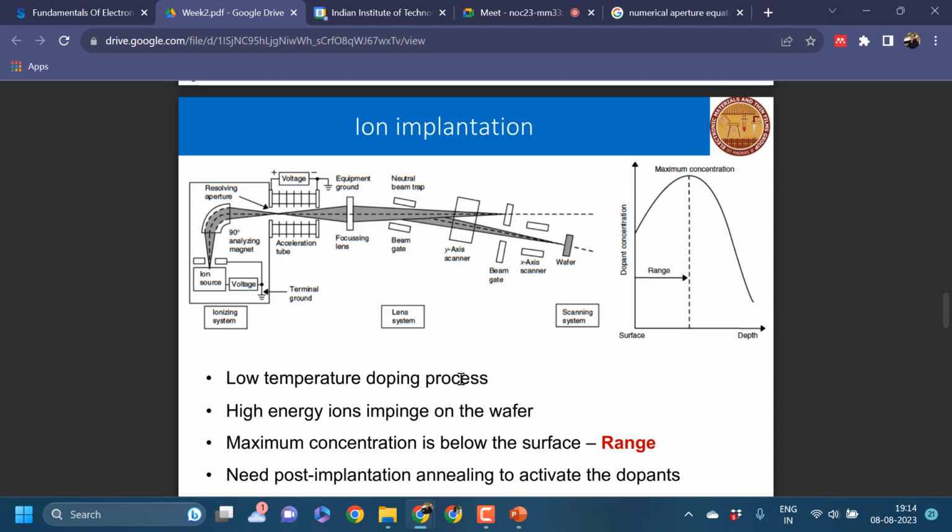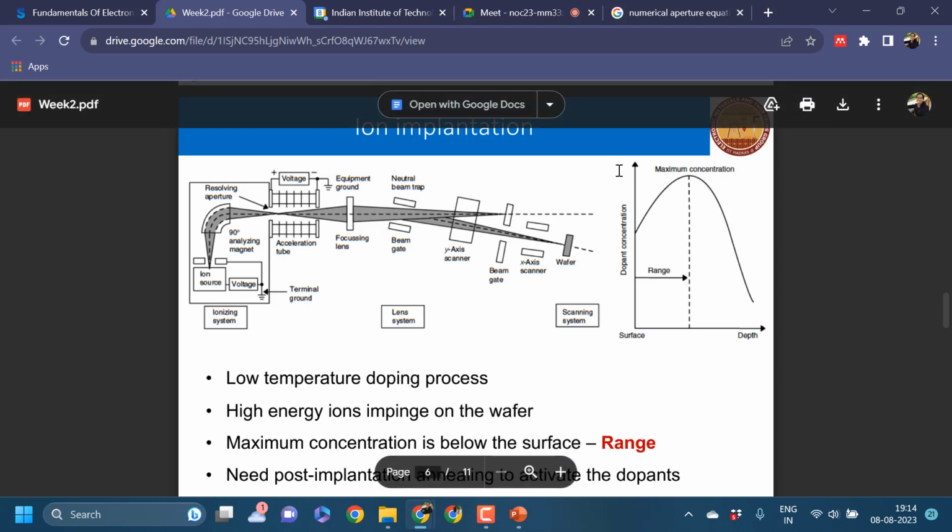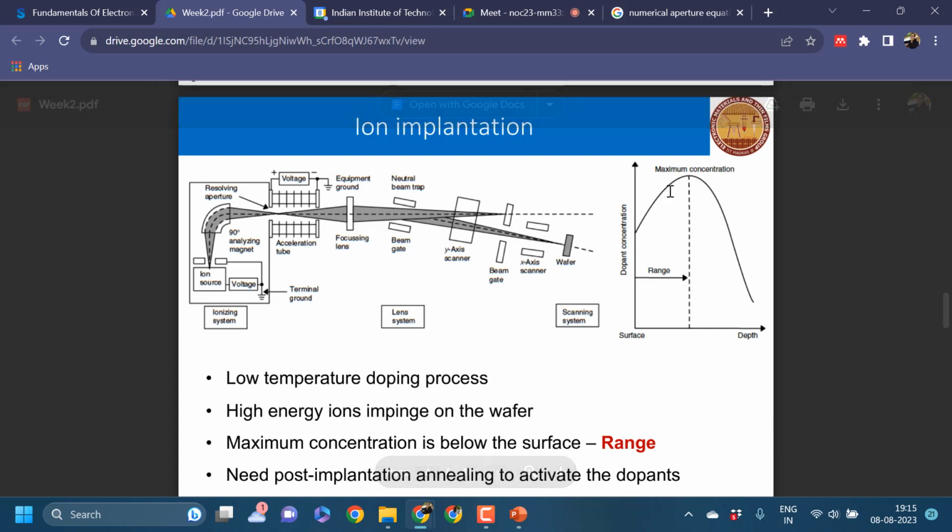Then from the graph, what can you understand? In case of thermal diffusion, we won't be getting such a profile. So this profile given at this side is for ion implantation. What can you interpret from this graph? Here is a smaller value, then you reach a maximum value and finally you will get a lower value again. So that is one advantage. How is this an advantage?